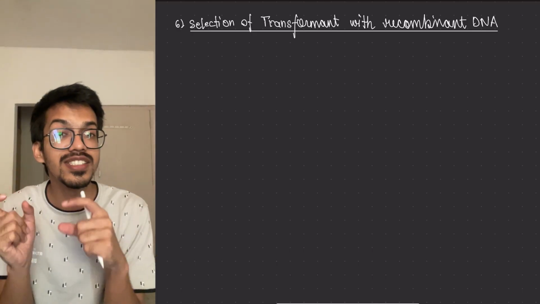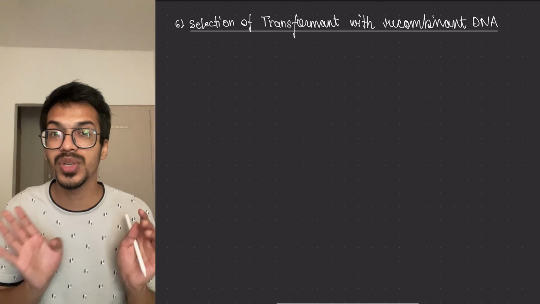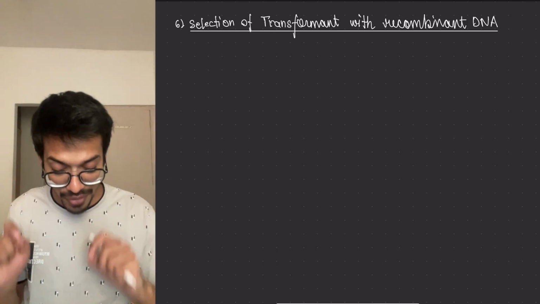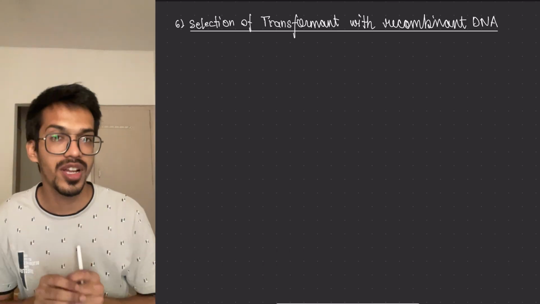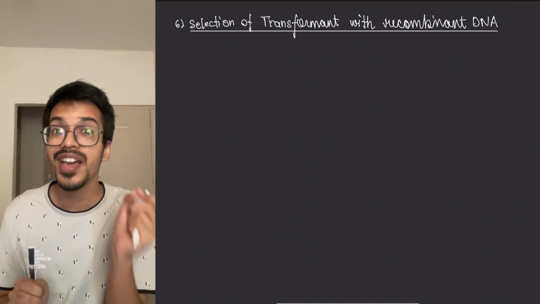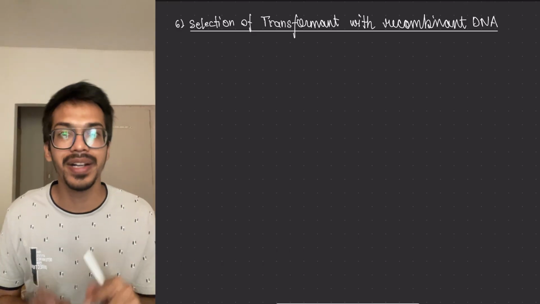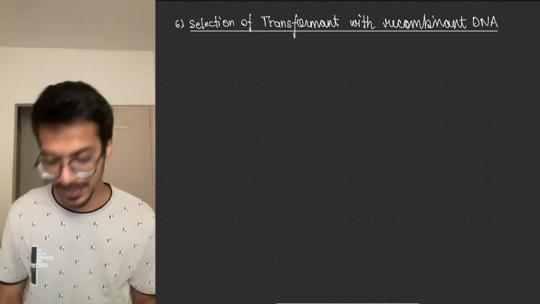So this is called insertional inactivation, and this is the concept we are going to use to find out the transformant from the non-transformant. The transformant, which will have the new gene, will lose the capacity to survive in the carbon dioxide rich environment. Understood? Let's just see that.